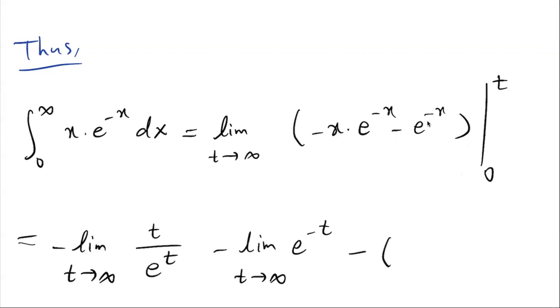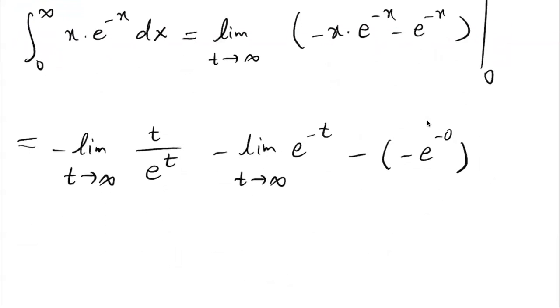So minus e to the power minus 0. Now for this one, we know that e to the power minus infinity is 0. So this middle term is 0. This term here, e to the power 0, is 1. There are 2 minuses in front, which cancel out, so this becomes plus 1.